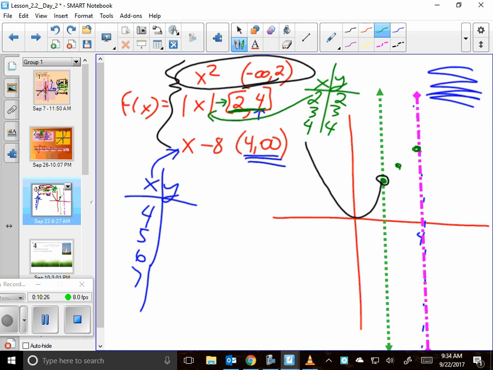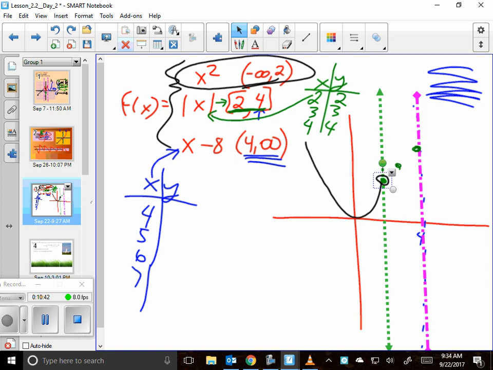Did I do that right? No, I might not have done that right. Hold on a second. Absolute value: if I put the 2 into the absolute value, I get 2 comma 2. If I put the 2 into the x squared function, I get 2 comma 4. Okay, all right, sorry about that.